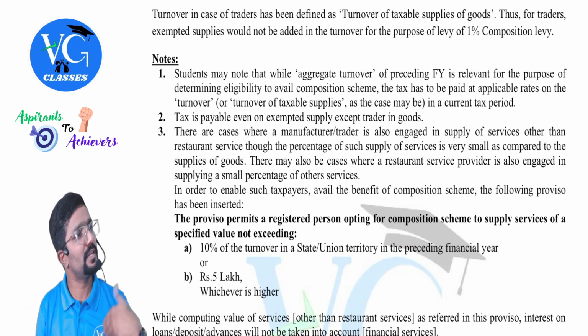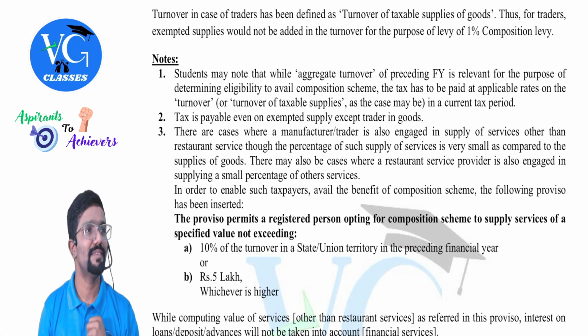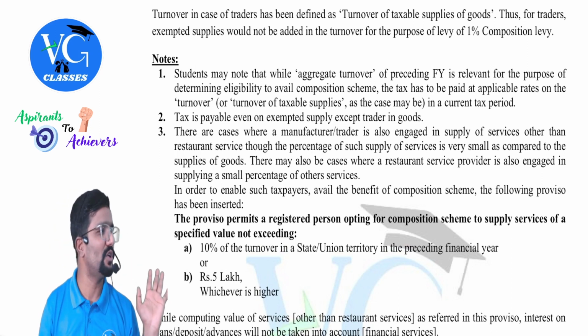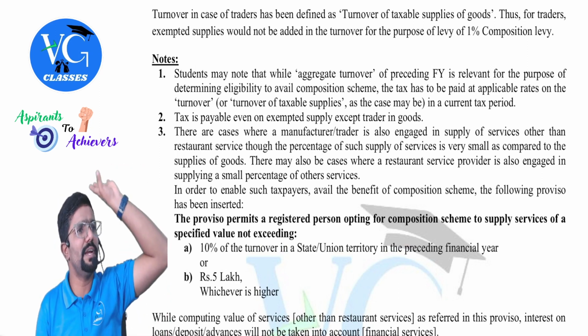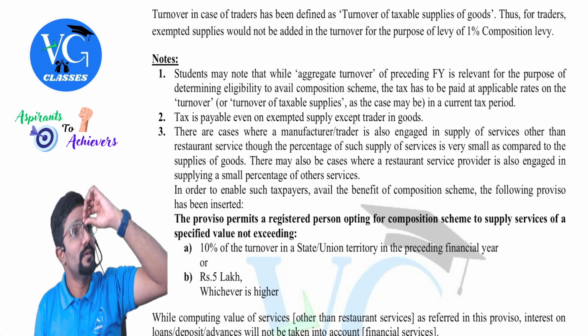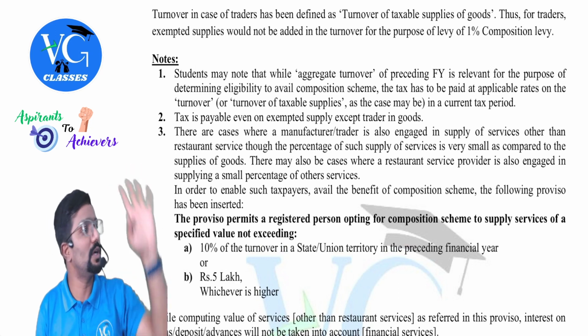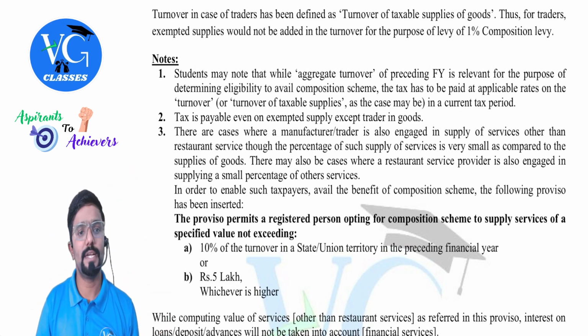That means they have to pay tax on exempt supply also. Yes, 1%. For section 10, they are telling, sir, taxable or exempt, we don't care, pay 1% of your total turnover. That is 1% of your aggregate turnover. Even if you are a restaurant supplier, you need to pay 5% on what? Total turnover.